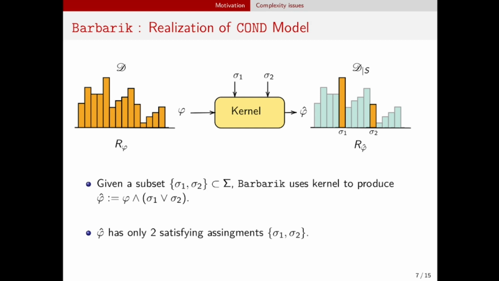How does this help? Before, this phi with the CNF sampler comes up with a distribution D on the R phi, while now when we feed phi hat to the same CNF sampler, it generates the new distribution D conditioned on S, which is sigma 1 and sigma 2, on the new support set, which is only sigma 1 and sigma 2. As you can see in the images, the kernel actually does the conditioning on sigma 1 and sigma 2.